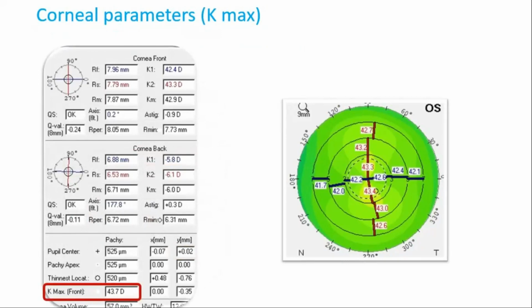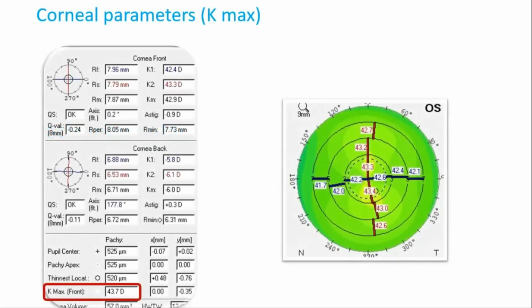Next thing is to look at the Kmax, which is the maximum curvature power of the whole anterior surface of the cornea. It should be less than 49 diopters. And the general thing we tend to miss out in OPD is the difference of Kmax between the two eyes, which should be less than 2 diopters. This also helps to monitor the progression in keratoconus. The other thing we can look for is the difference between Kmax and the K2 value, which should be less than 1 diopter.